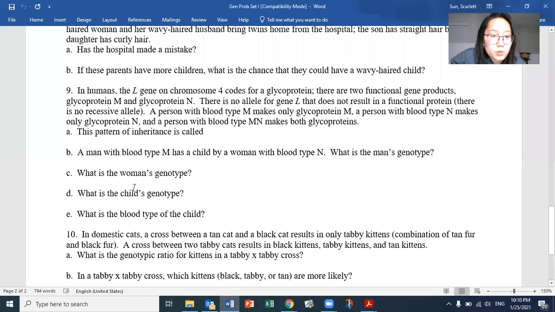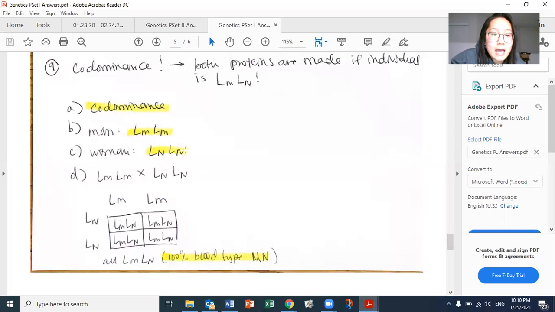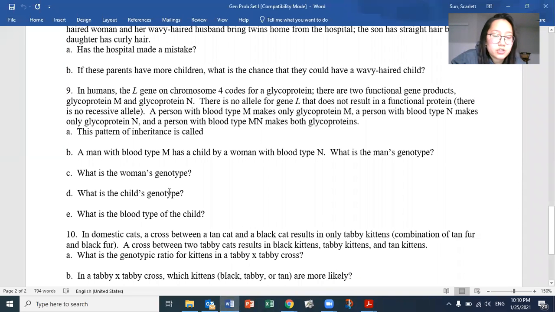Now we're going to look at part C. What is the woman's genotype? Well, we know that the woman has blood type N, so that means she's going to have an LN genotype. Part D is asking, what is the child's genotype?